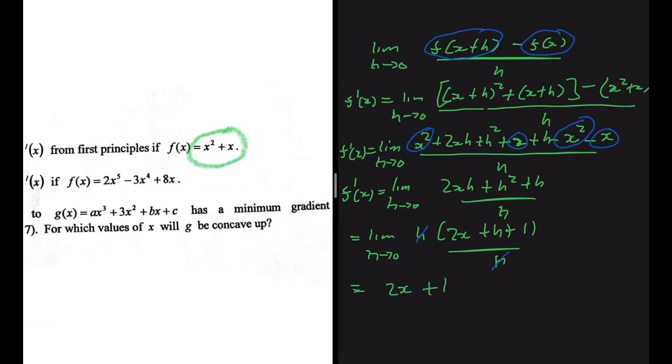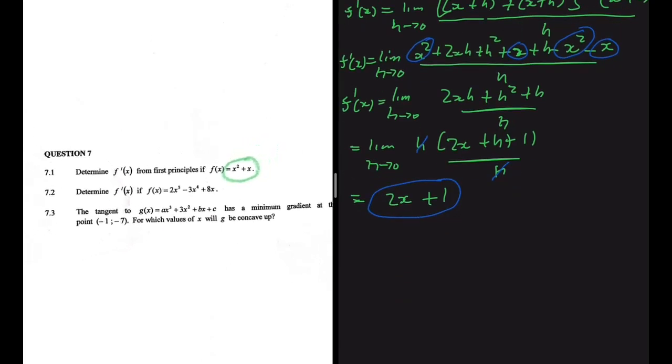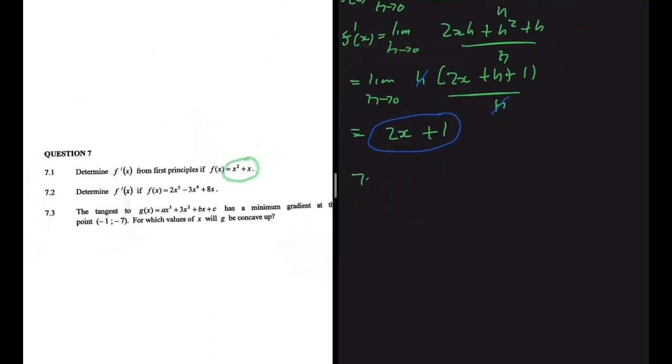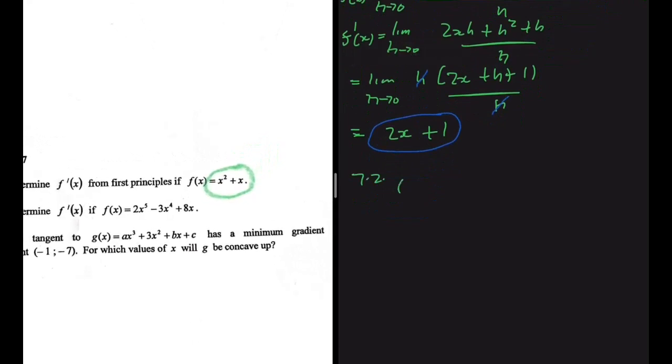2x plus 1, right? And that's exactly what we're expecting, because if you differentiate x squared plus x using the power rule, you expect to get 2x plus 1. Now let's do 7.2. 7.2 is quite straightforward. It says let's find f prime of x if f of x is equal to 2x to the power 5 minus 3x to the 4 plus 8x.